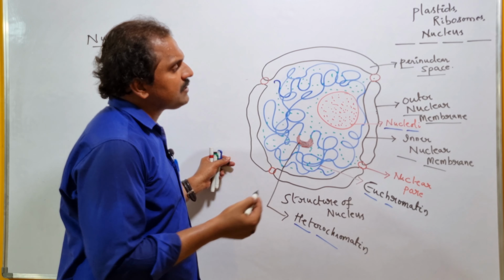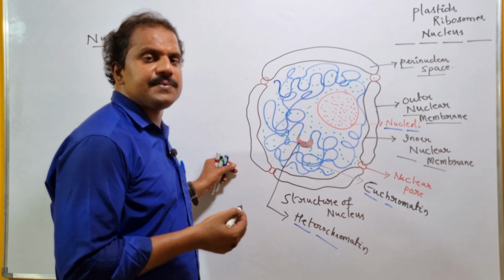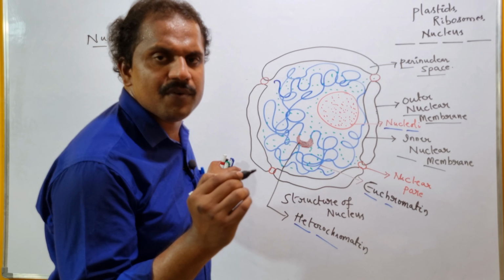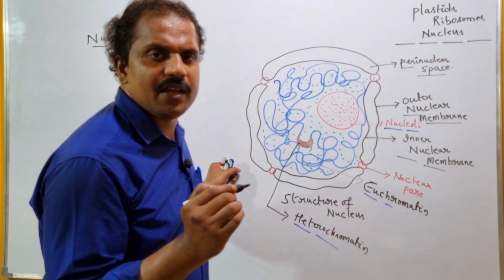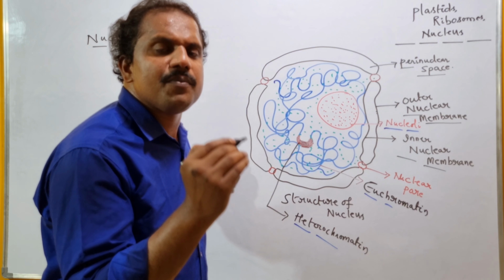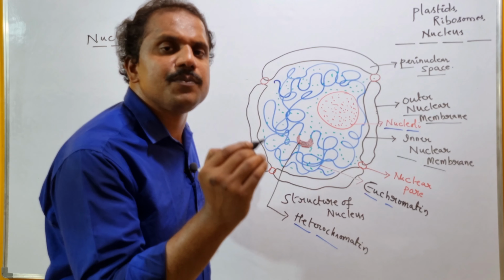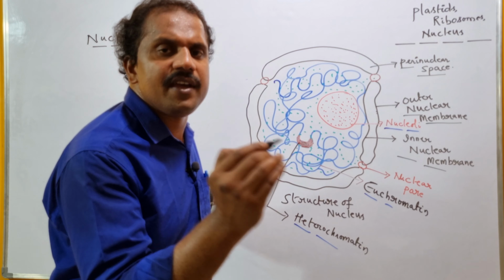And in between the two successive nuclear membranes, here we can observe specific minute pore-like structures, which are nothing but what? Nuclear pores. So what is the function of nuclear pores? The nuclear pores play an important role in the successful organization of exporting as well as importing of various molecules.